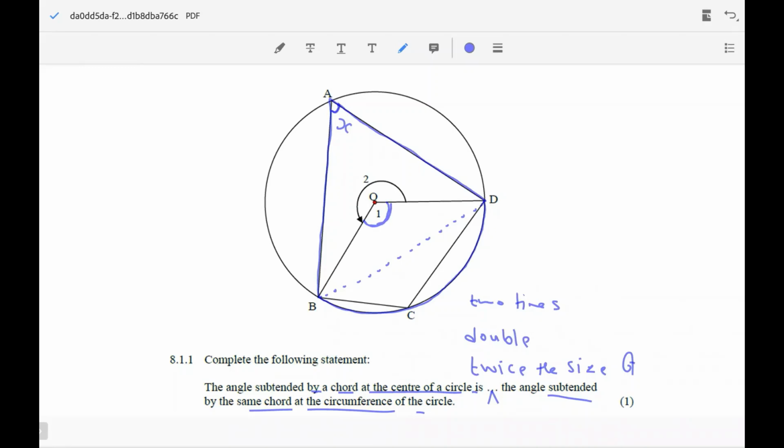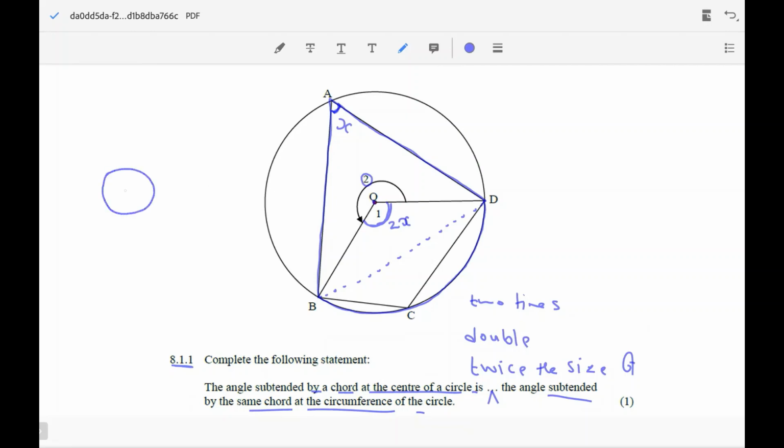at the center. And according to the angle at the center theorem, theorem number 3 in our question 8.1.1, the angle at the center should be 2 times the size of the angle subtended by the chord at the circumference. So the angle at the circumference is X, which means the angle at the center O1 should be 2x. But then we have O2. O2 and O1, these are angles at a point. These 2 angles alone form a revolution.